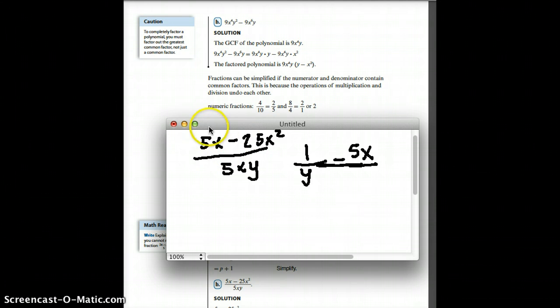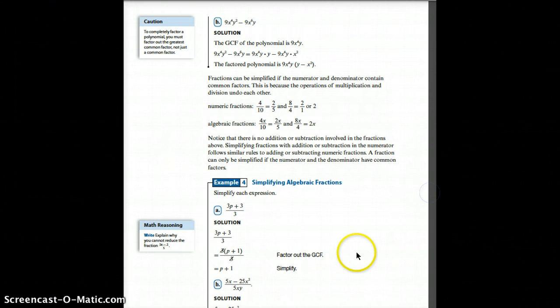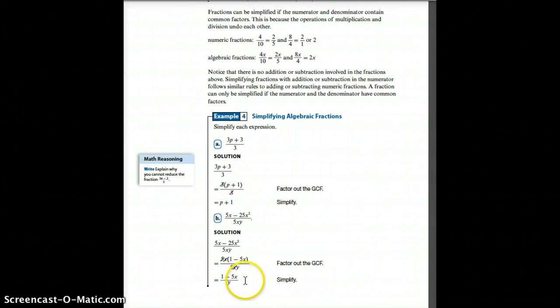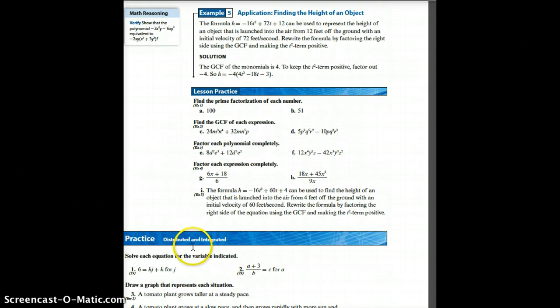Let's see how I did here. 1 minus 5x over y. Very good, Mr. Spaulding. For the application, they have finding the height of an object. Here's a formula. It can be used to represent the height of an object that is launched from 12 feet above the ground with an initial velocity of 72 feet per second. Rewrite the formula by factoring the right side using the greatest common factor and making the t squared term positive.